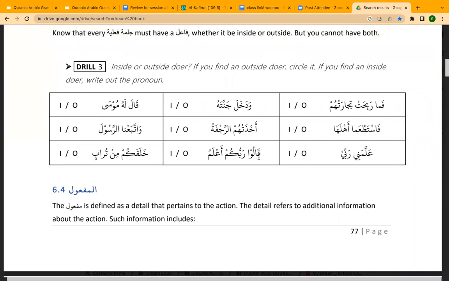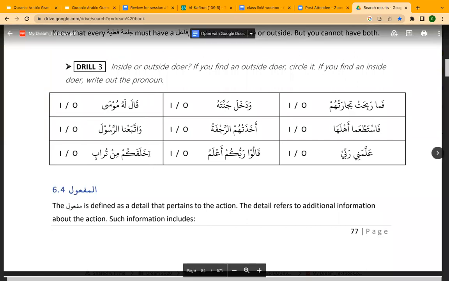Should we look for an outside doer now? Do we need to look for an outside doer? We will not look for an outside doer. Keep that in mind. I do not want anyone to have any confusion regarding this concept.